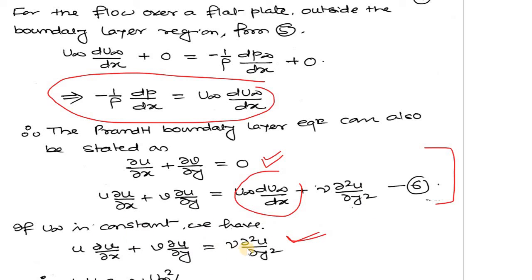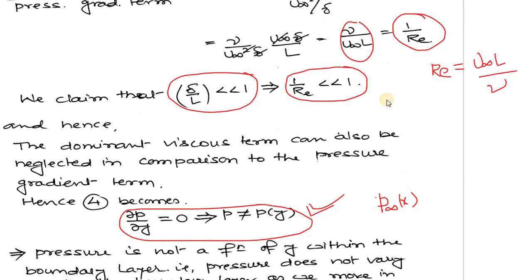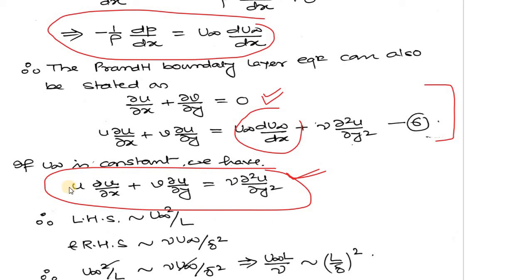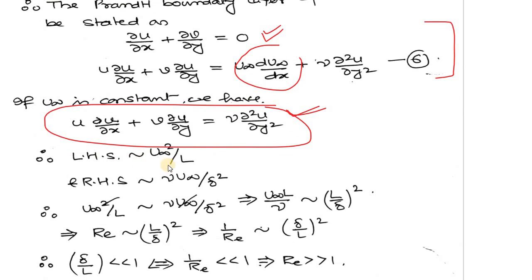Using this equation, now you can prove what we claimed initially: delta by L very small implies 1 by Re is also very small compared to 1. So u del u del x plus v del u del y equal to nu del square u del y square. This is what we have derived, and in order for this equation to be valid, each of the terms should be of the same order of magnitude. The left hand side, we have already seen, is of order of magnitude u infinity square by L, and the right hand side is of order of magnitude nu u infinity by delta square. So both of them should be comparable.